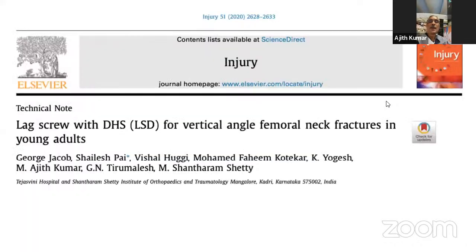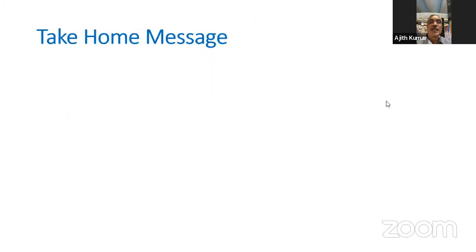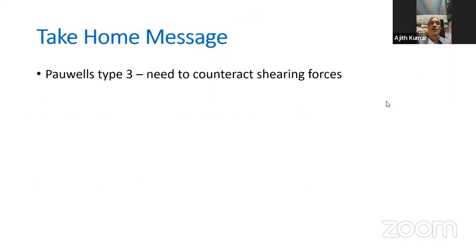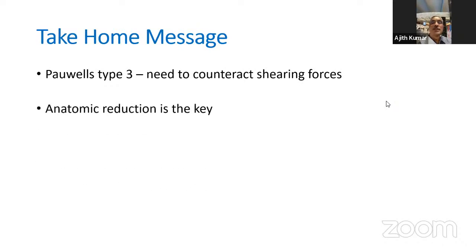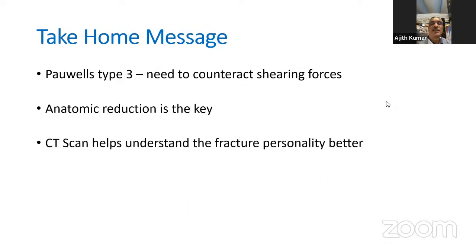Next slide, please. So this technique was published in the technical section of Injury about 2 years ago. That was our presentation there. Next slide. So basically, take-home messages. In Pauwels type 3, we need to counteract the shearing forces. And of course, like with any other fracture anywhere else, anatomic reduction is absolutely mandatory, more so in neck of femur fractures.